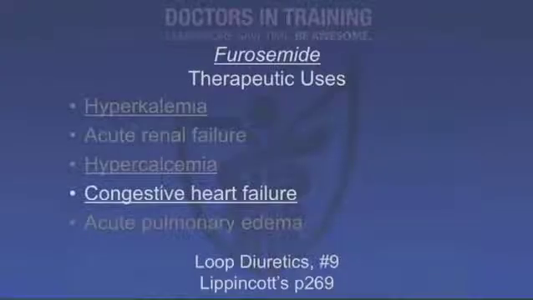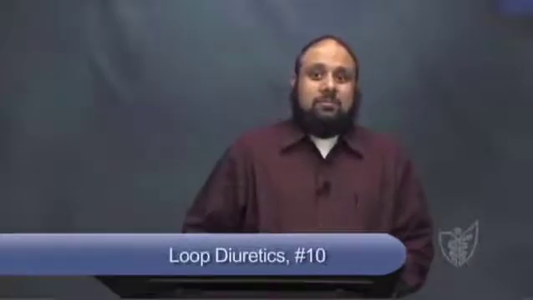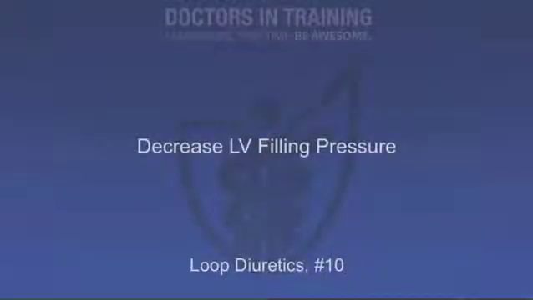Loop diuretics are the drug of choice for congestive heart failure. They're also the drug of choice for acute pulmonary edema because of their rapid onset. And what they've been shown to do over time and time again is to reduce pulmonary congestion. They've also been shown to decrease left ventricular filling pressures prior to the diuresis.